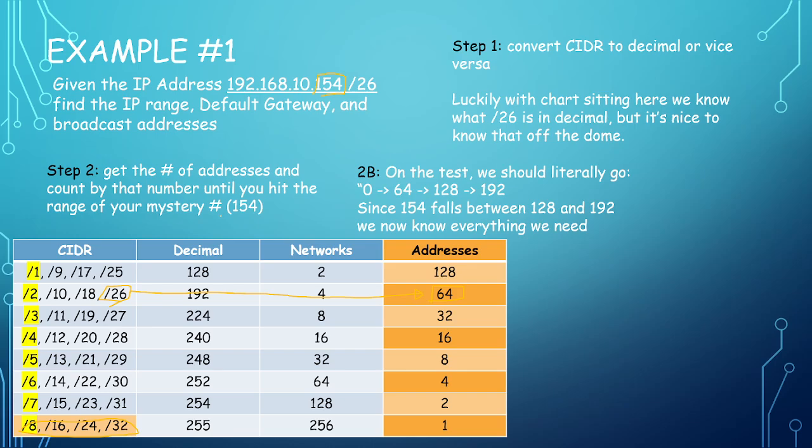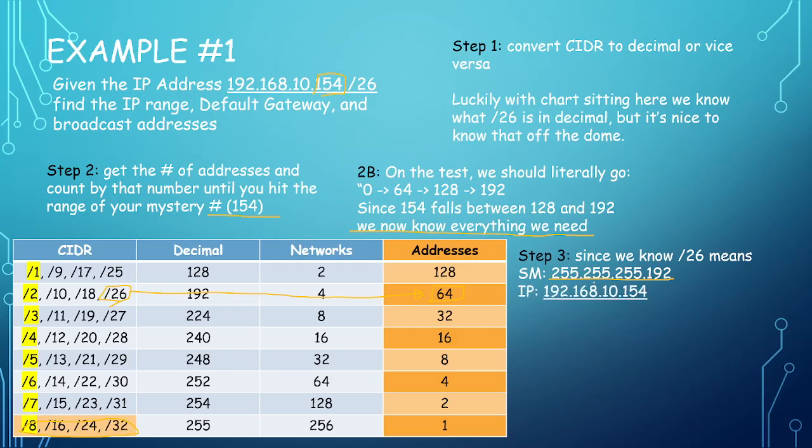And since we're trying to find the range of 64 multiples that has the number 154, we know that 128 and 192, since 154 falls between those two numbers, that's it. We know all of the things that we need. So let's write them out. Since we know that CIDR 26 makes this subnet mask, that's what SM stands for, subnet mask. It's 255.255.255.192.